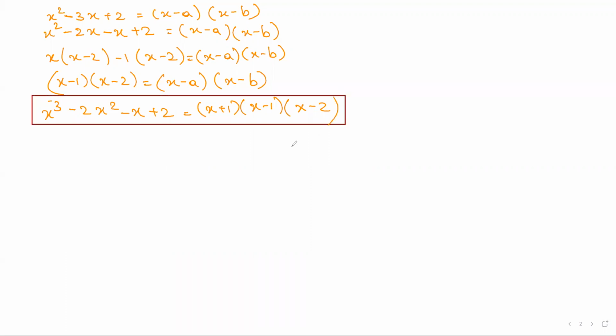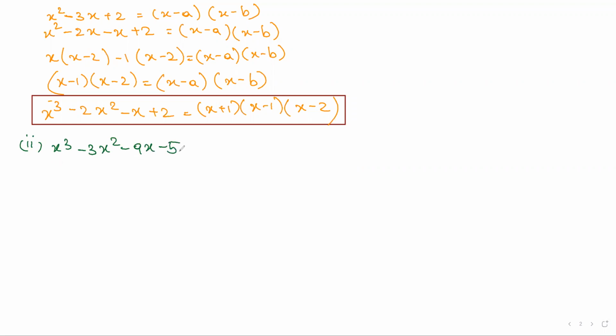Next. Now, in the second question, I will solve it a little faster. X cubed minus 3x squared minus 9x minus 5.